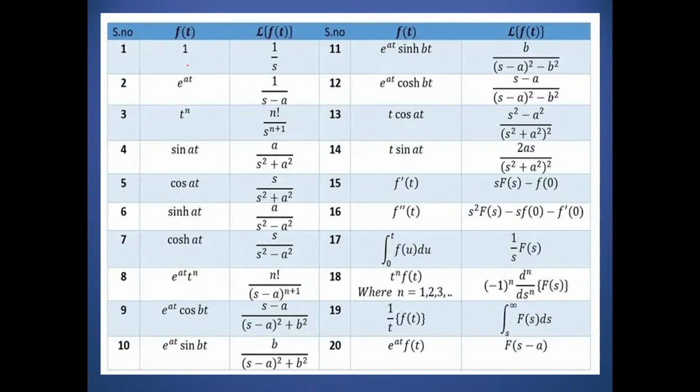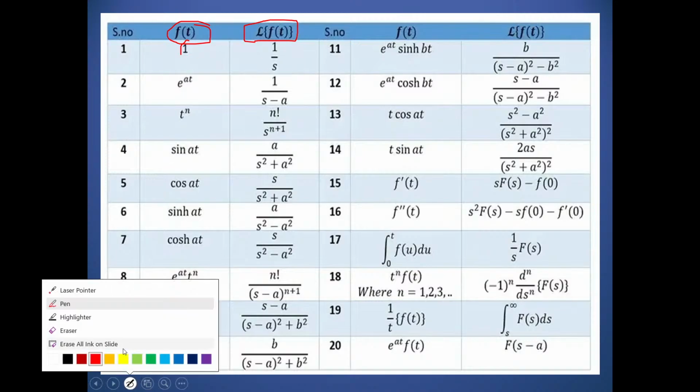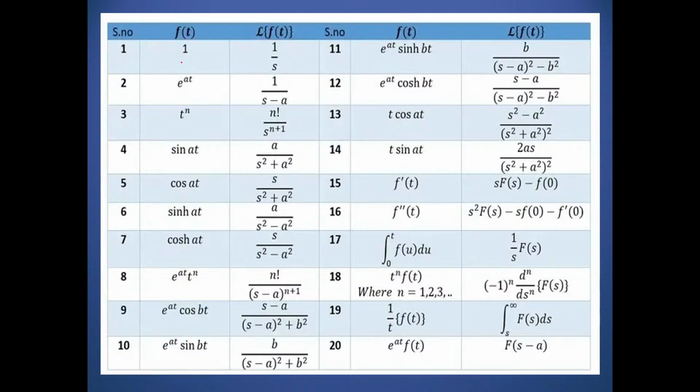If you see, I have written here f of t. Laplace of f of t is nothing but f of s. What is the f of s value here? 1 by s. What is the f of t value? 1. So if f of t value is 1, that is u of t, and in Laplace form, instead of 1, you should write 1 by s.